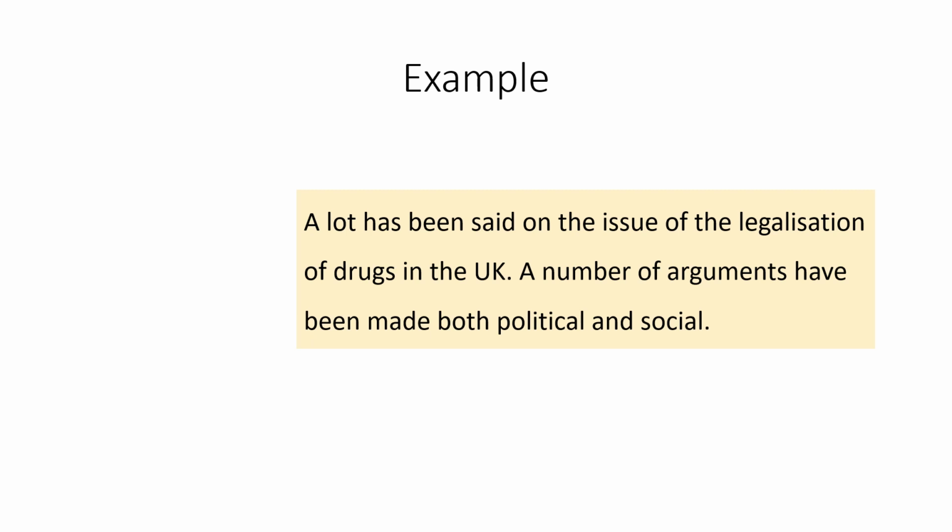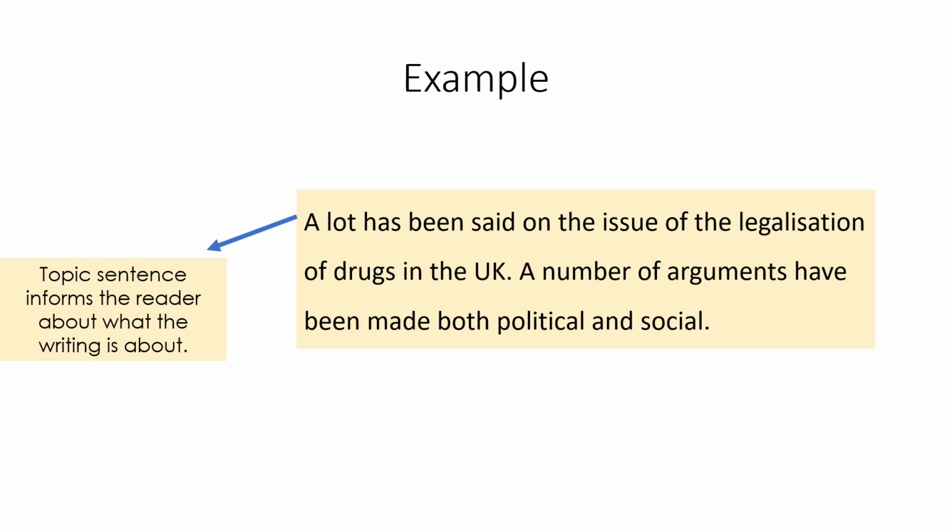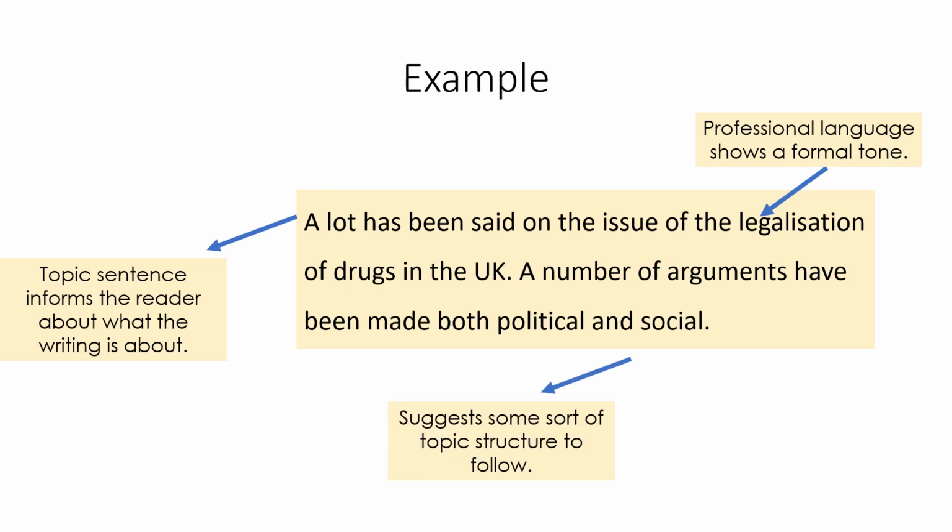Let's take a look at an example. A lot has been said on the issue of legislation of drugs in the UK. A number of arguments have been made, both political and social. So let's break this down. So first of all, we've got a topic sentence which informs the reader about what this paragraph is going to be about. Next, you can see that we've used formal language right at the outset to show that this is going to be a very formal, professional paragraph. And then finally, we might make some allusions to some other topics that might suggest some kind of structure that the rest of the paragraphs might follow.